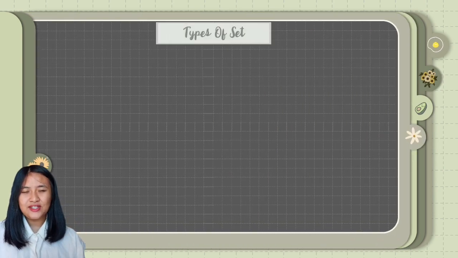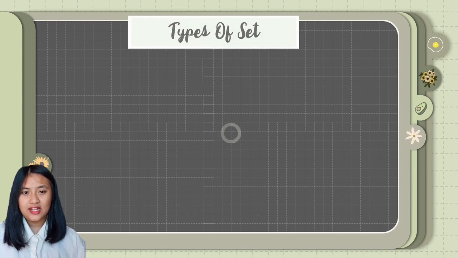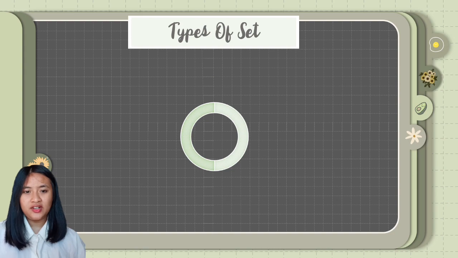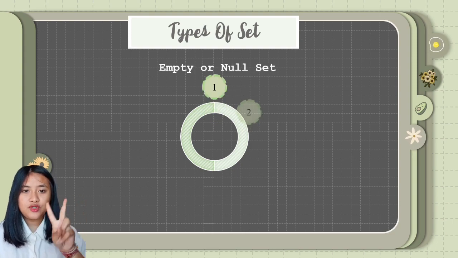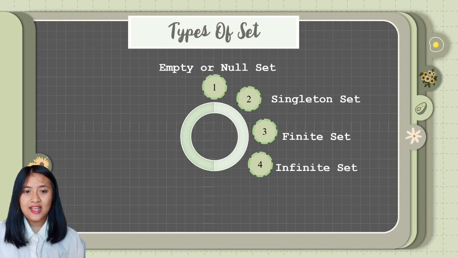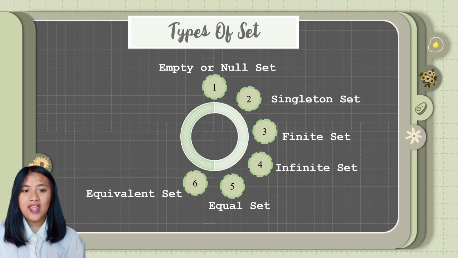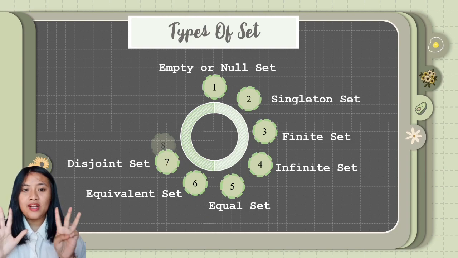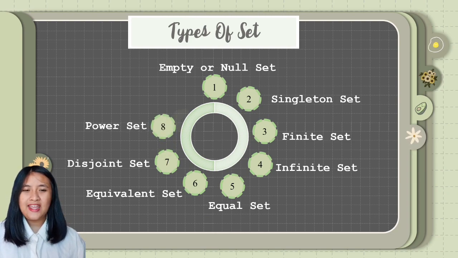Now I would like to tell you about the types of set. In this video, I would like to share 9 types of set. Number 1 is empty or null set. Number 2 is singleton set. Number 3 is finite set. Number 4 is infinite set. Number 5 is equal set. Number 6 is equivalent set. Number 7 is disjoint set. Number 8 is power set. And the last is universal set.